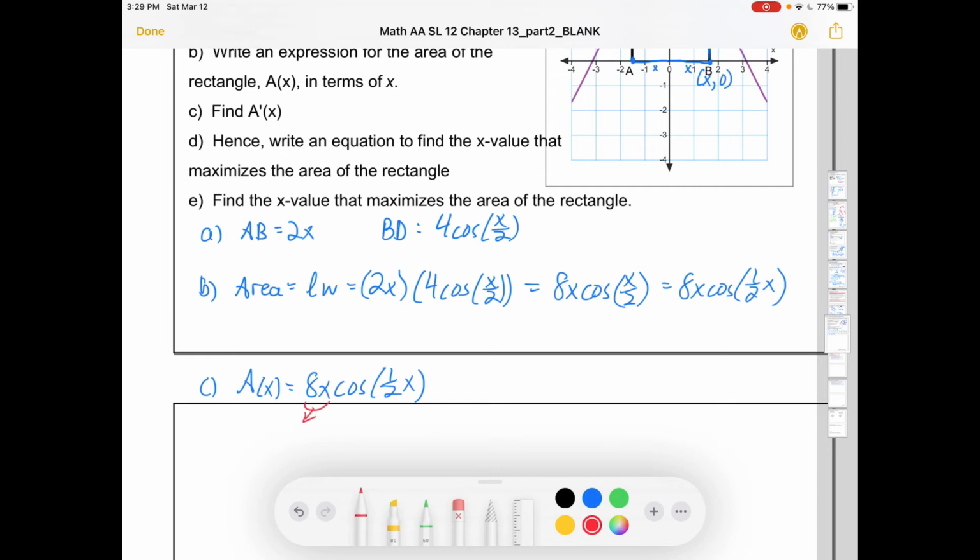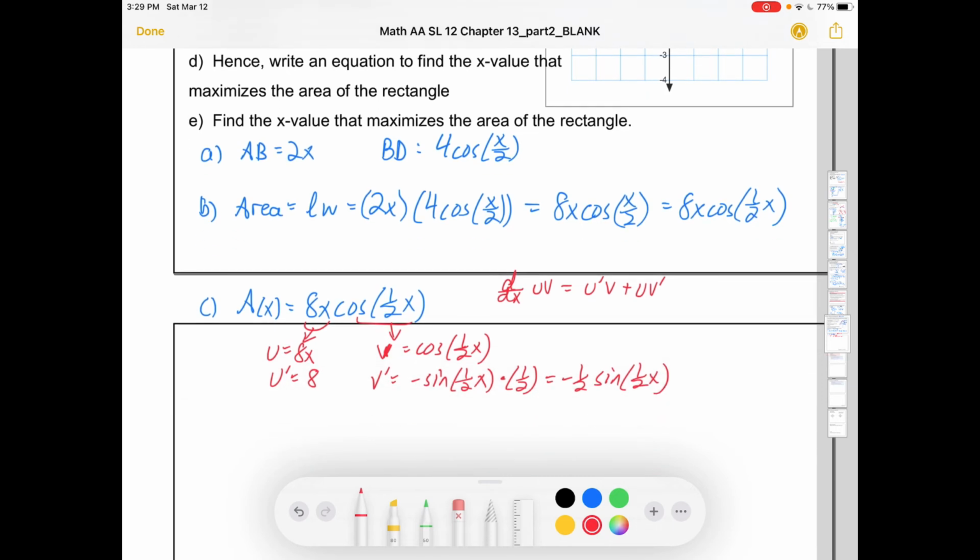So if we're using the fact that the derivative of uv is u prime v plus uv prime, then we'd say our u is 8x, our u prime is just going to be 8, our v is all of this, v is cos of a half x, and v prime then is going to be negative sine of a half x times, from the chain rule, a half, or negative 1/2 sine of 1/2 x.